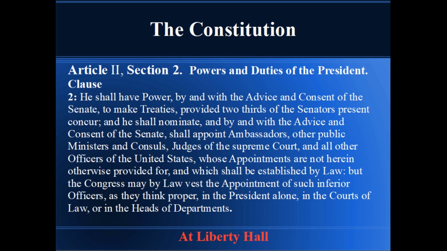Clause 2. He shall have power, by and with the advice and consent of the Senate, to make treaties, provided 2/3 of the senators present concur, and he shall nominate, and by and with the advice and consent of the Senate, shall appoint ambassadors, other public ministers and consuls, judges of the Supreme Court, and all other officers of the United States, whose appointments are not herein otherwise provided for, and which shall be established by law. But the Congress may by law vest the appointment of such inferior officers, as they think proper, in the President alone, in the courts of law, or in the heads of departments.